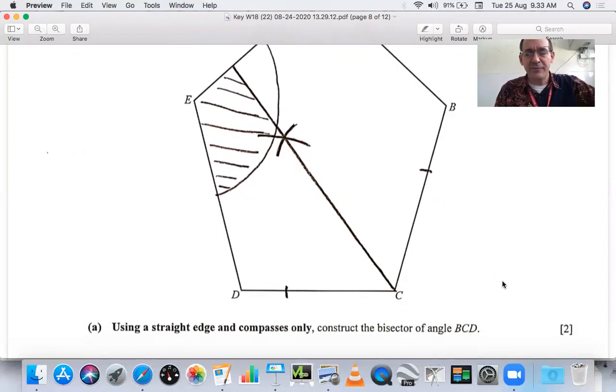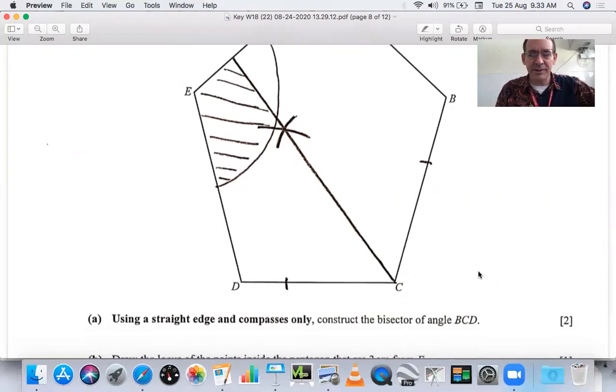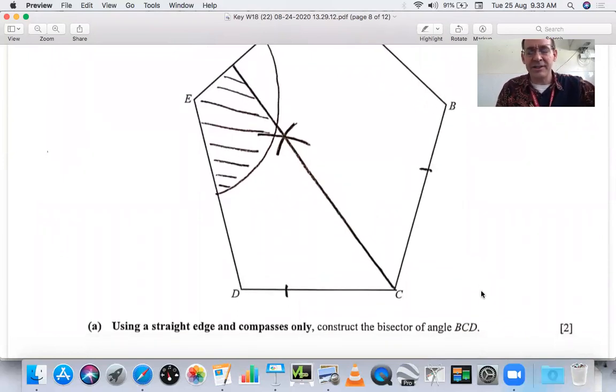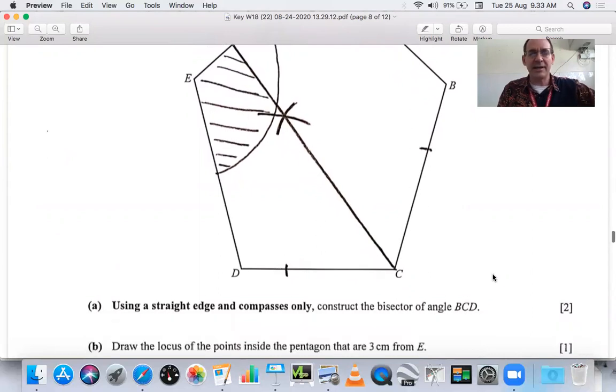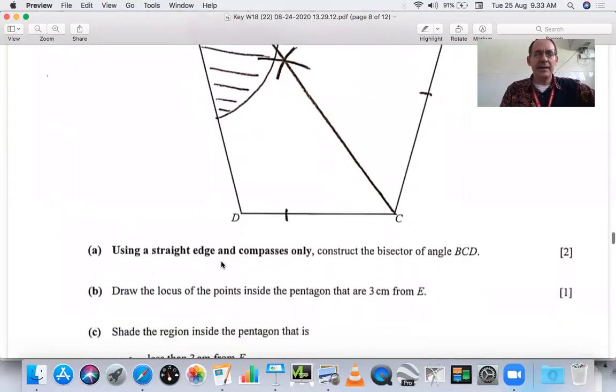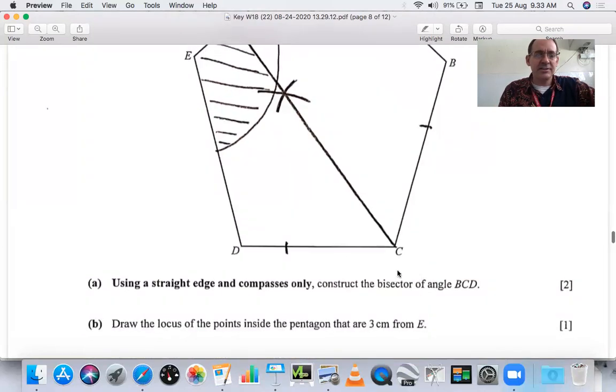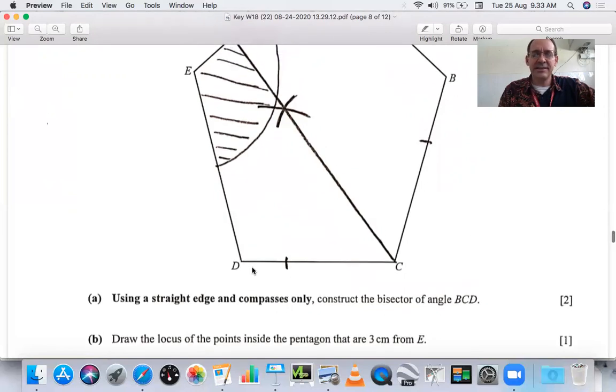It didn't seem very clear. I should probably look at the syllabus again, but constructions aren't really that difficult. I think they left it out of the 2020 syllabus. I actually kind of like them, but anyway, in case they still are in the 2020 syllabus, it says construct a bisector of angle BCD.